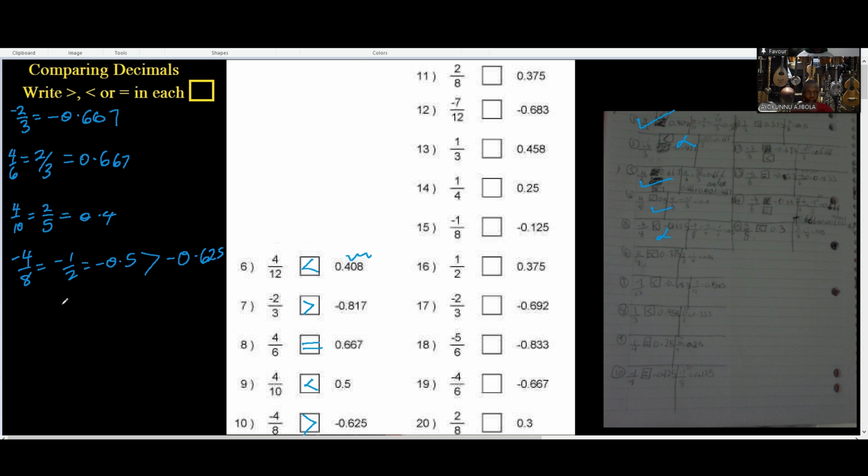Right? Yes. Okay. Then the next one, we have 2 over 8, which is the same as 1 over 4. Then 4 in 10, so 0.25 is less than 0.3.